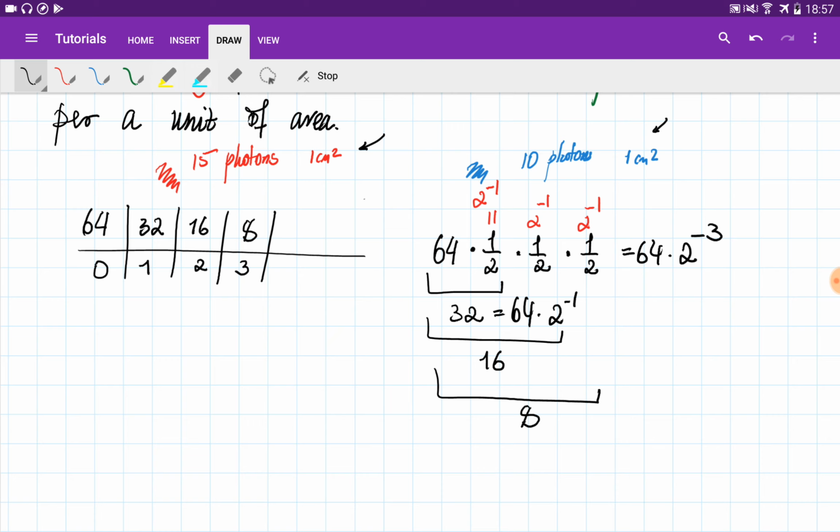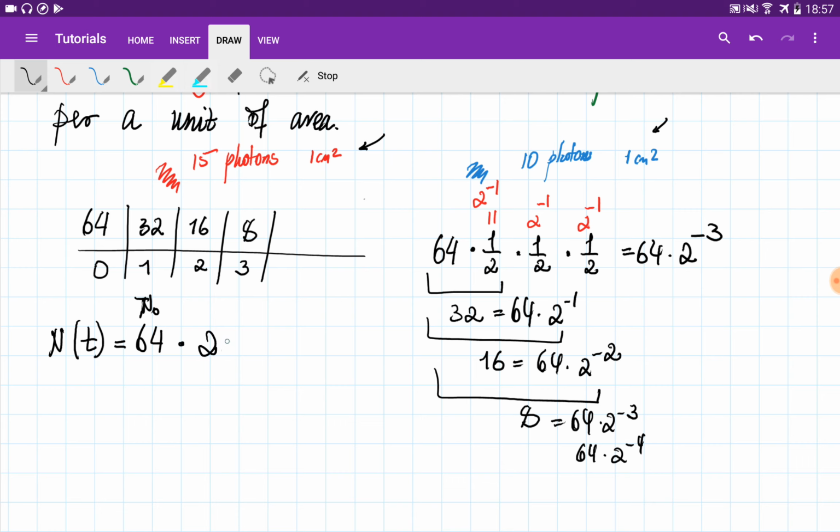The amount of apples after 2 hours is going to be 64 multiplied by 2 to the power of minus 2. After 3 hours, it's going to be 64 multiplied by 2 to the power of minus 3. And so on. Can you guess the number of apples after 4 hours? It's going to be 64 times 2 to the power of minus 4, right? In general, we can write the number of apples after t hours as 64, the initial number of apples, multiplied by 2 to the power of minus t. If you substitute 0, you will get 64.